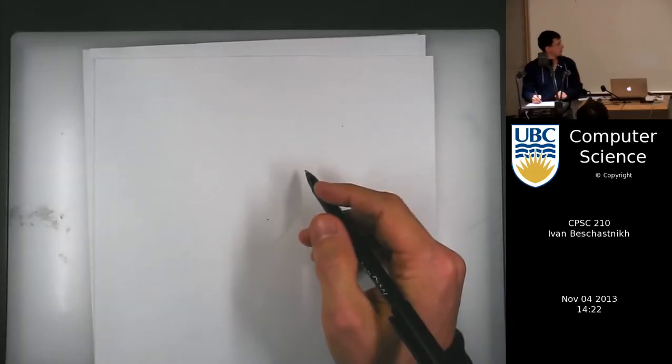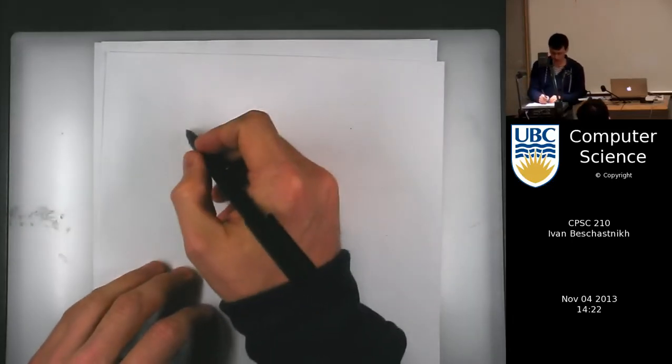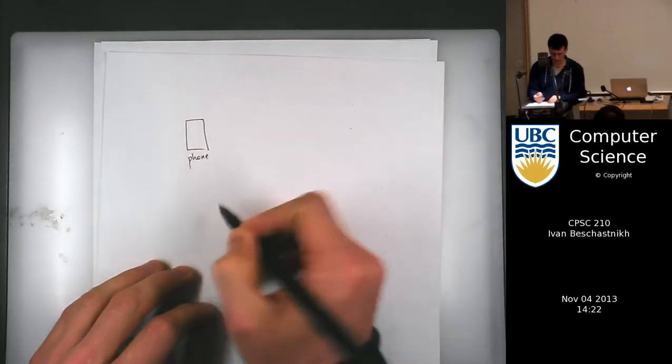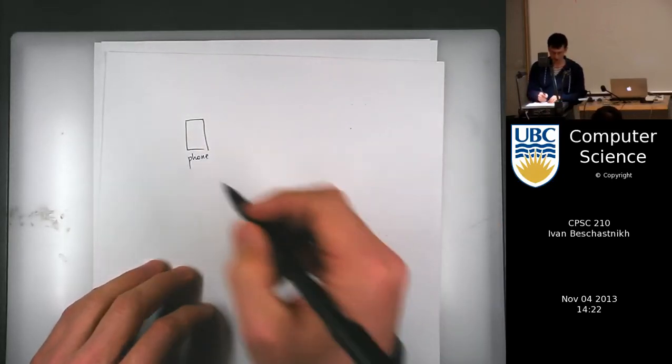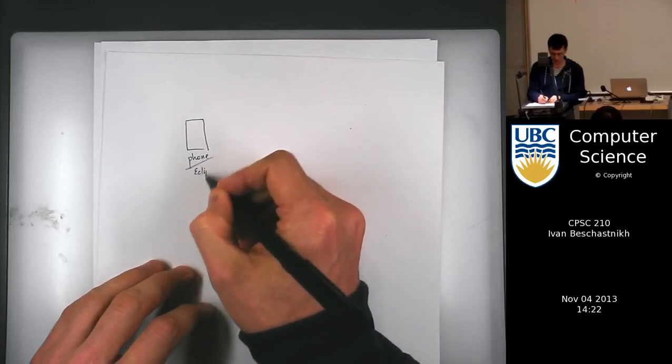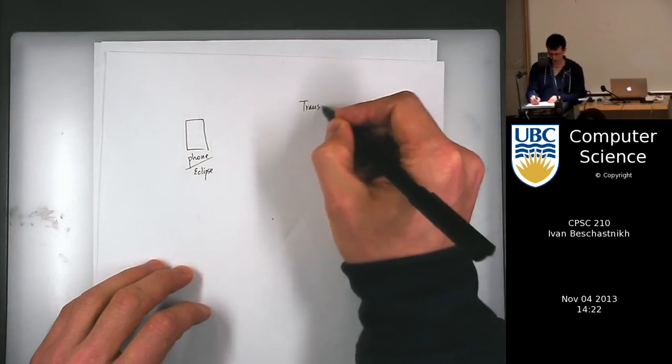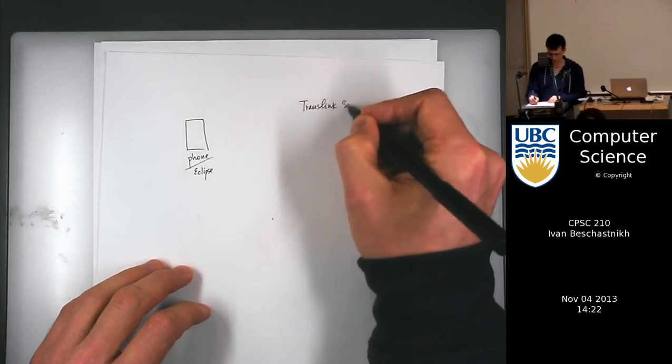So if you were to try to graph this, then the way to think about it is that I have some phone, but this could also be Eclipse, right? Maybe it's not my phone. Maybe I'm running in the emulator. And then there's the TransLink service.